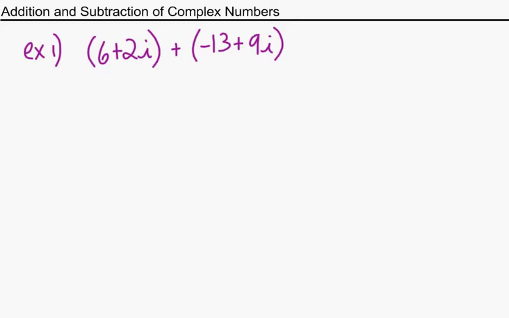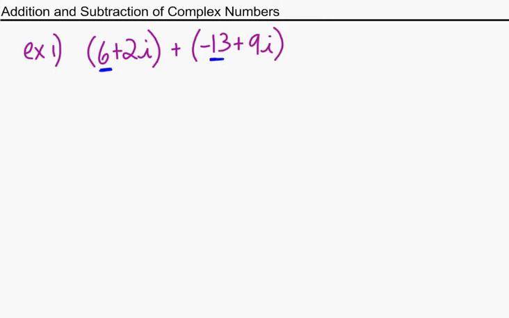Addition and subtraction of complex numbers is a fairly straightforward process, much like adding and subtracting polynomials. So let's look at some examples and see how close these two processes are. If I start with the first example of one complex number, 6 plus 2i, plus another complex number, negative 13 plus 9i, all I really need to do is act like i is a variable and then combine like terms.